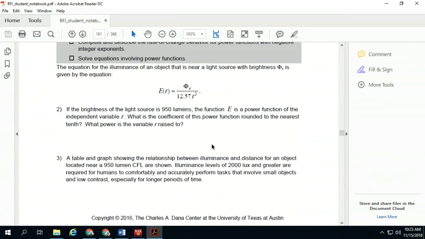Page 182 says the brightness of a light source is 950. The function E is a power function. The coefficient is -2, right? So this is R to the -2nd. The table and the graph showing the relationship between distance and power is shown on the next page. So let's look at that table.